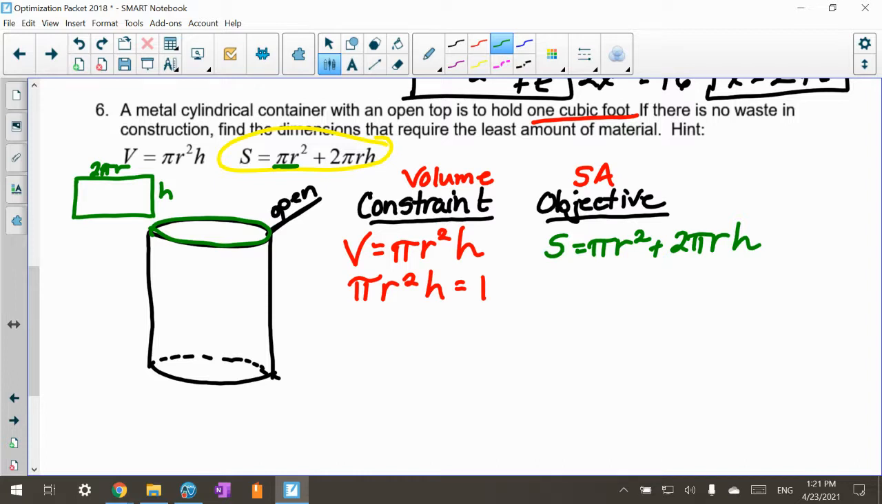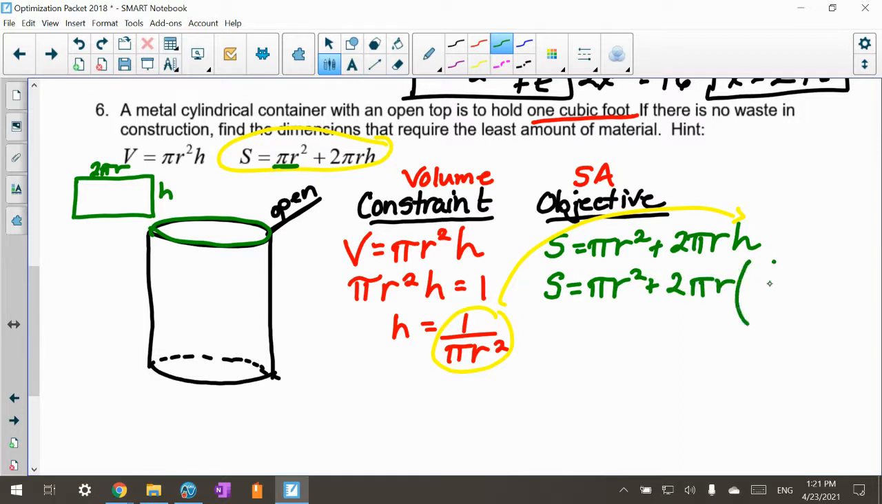Again, when you go to solve here, you could solve for r. Pi is a constant. I'm just going to solve for h. So h is going to be 1 over pi r squared. I know it's not pretty. It doesn't matter. You're going to take this and put this in the h spot way over here so I can get everything in terms of r's. There's pi there, but pi is like a number, so that's not a problem. So s is going to equal pi r squared plus 2 pi r times 1 over pi r squared. Now let's simplify this.